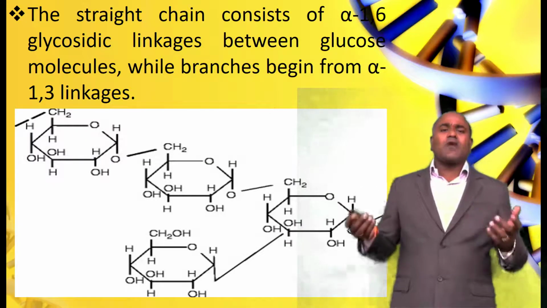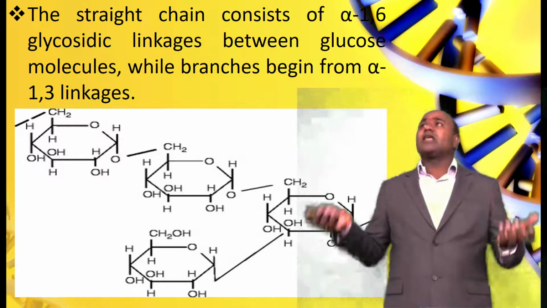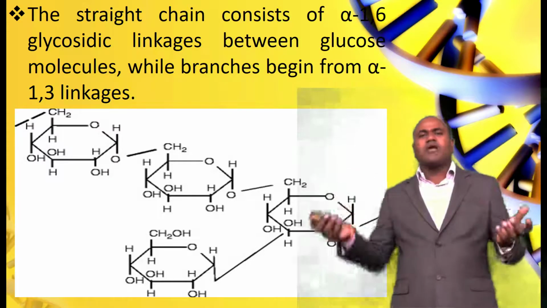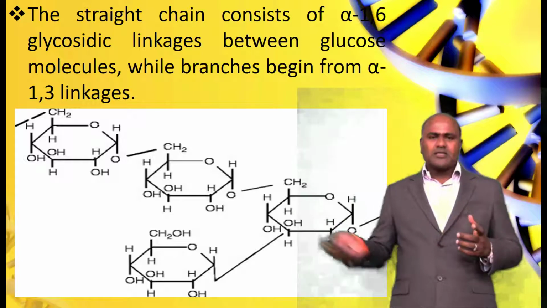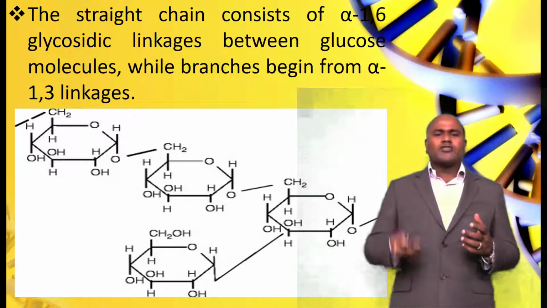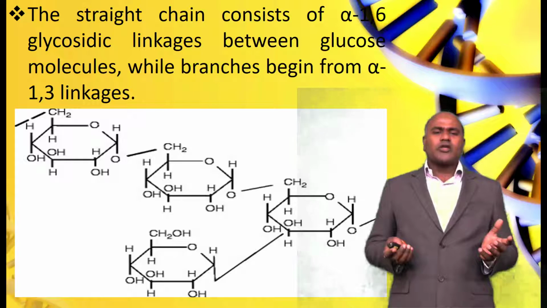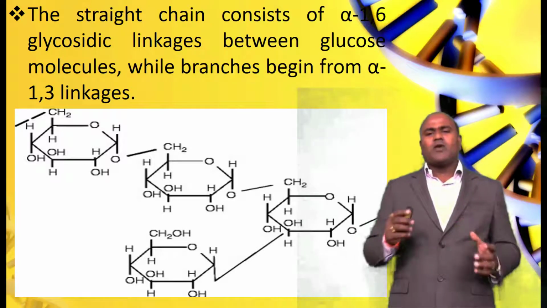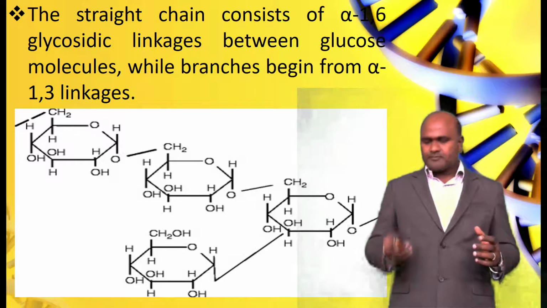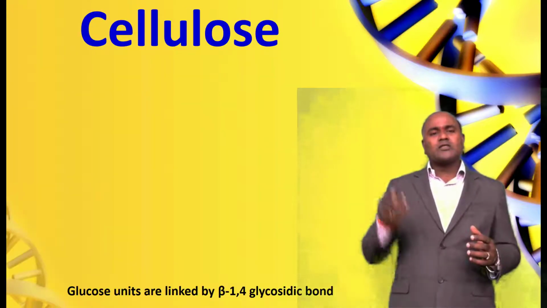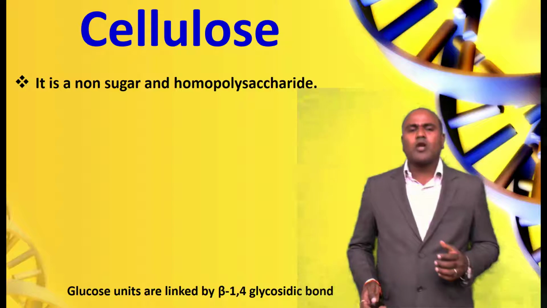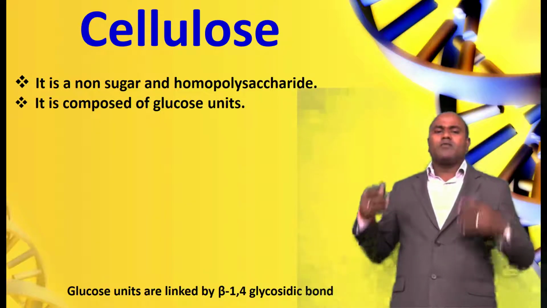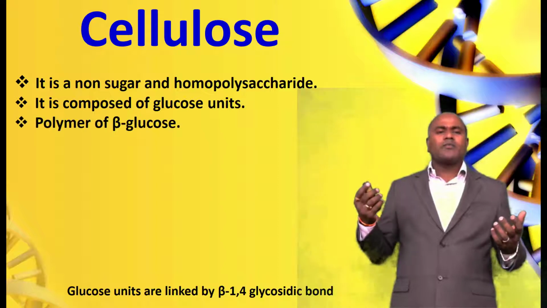The straight chain consists of alpha 1,6 glycosidic linkages between glucose molecules, while branches begin from alpha 1,3 linkages. You can see here the dextran structure, where the sugar molecules are linked by alpha 1,6 and alpha 1,3 linkages.